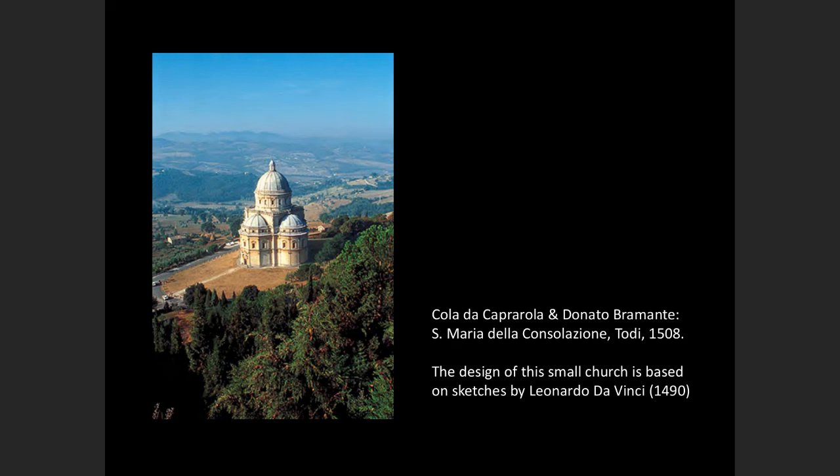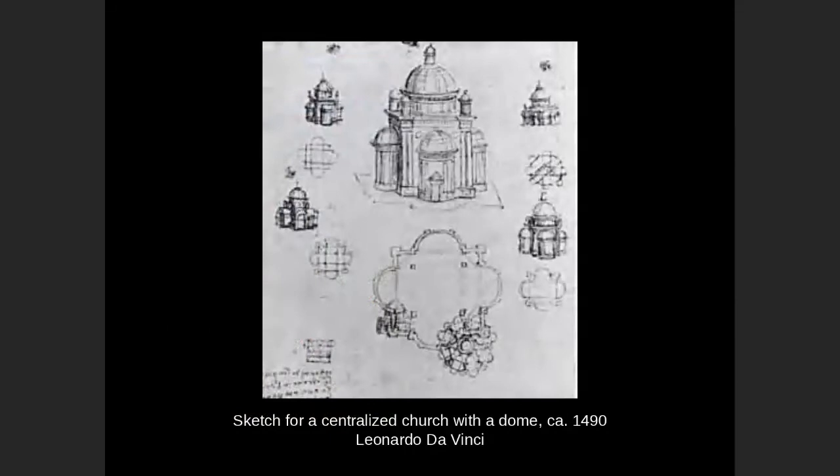And I'll show you the actual building. It's just a small chapel. This is not a big church, kind of dramatically sits on a hillside. But it dates from 1508, but it's based on an actual design by Leonardo from 1490. He wasn't the actual architect. The client didn't approach Leonardo, but Bramante and Caprarola definitely had seen these little designs by Leonardo and said, hey, that would make a great church, when the time comes around. And so these are the designs that he had sketched out that they must have seen.